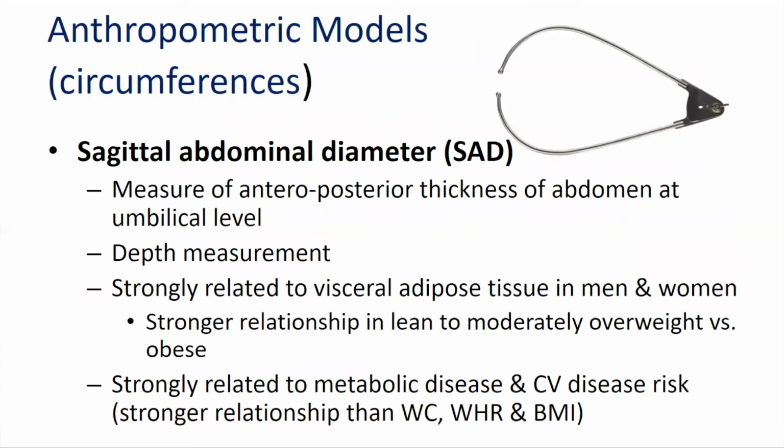Sagittal abdominal diameter is a measure of the anterior-posterior thickness of the abdomen. So you would use a caliper that looked like this and place one side of the caliper at the umbilicus level and the other side posterior on the back of the person. The width of the opening of the jaw would be measured, and this would be the sagittal abdominal diameter. So it's basically a depth measurement. This is strongly related to visceral adipose tissue in men and women, and it's also related to metabolic disease and cardiovascular disease risk.